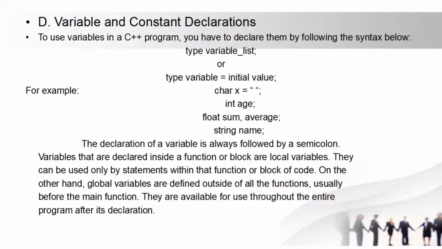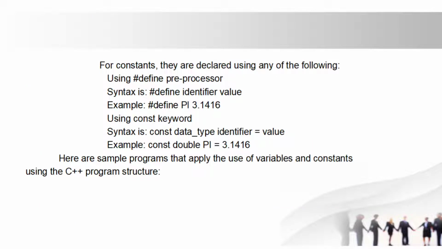On the other hand, global variables are defined outside of all the functions, usually before the main function. They are available for use throughout the entire program after its declaration. For constants, they are declared using any of the following. Here are sample programs that apply the use of variables and constants using the C++ program structure.